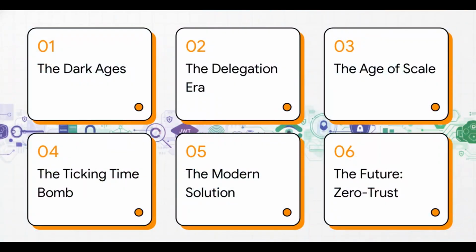So, here's how we're going to break it all down. First, we'll go way back to the dark ages with Basic Auth. Then we'll see how delegation gave us OAuth and OIDC. After that, we'll look at the rise of JWTs, which were built for scale. But that leads us to the big problem, the ticking time bomb itself. And then, of course, we'll cover the modern fix and finally peek into the future with zero trust.